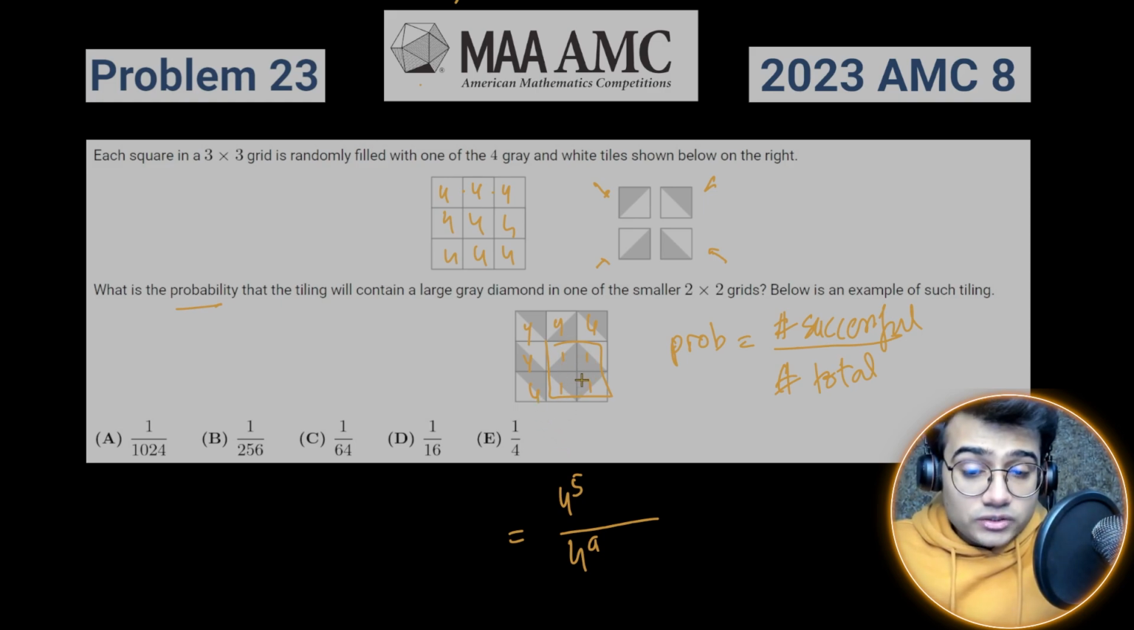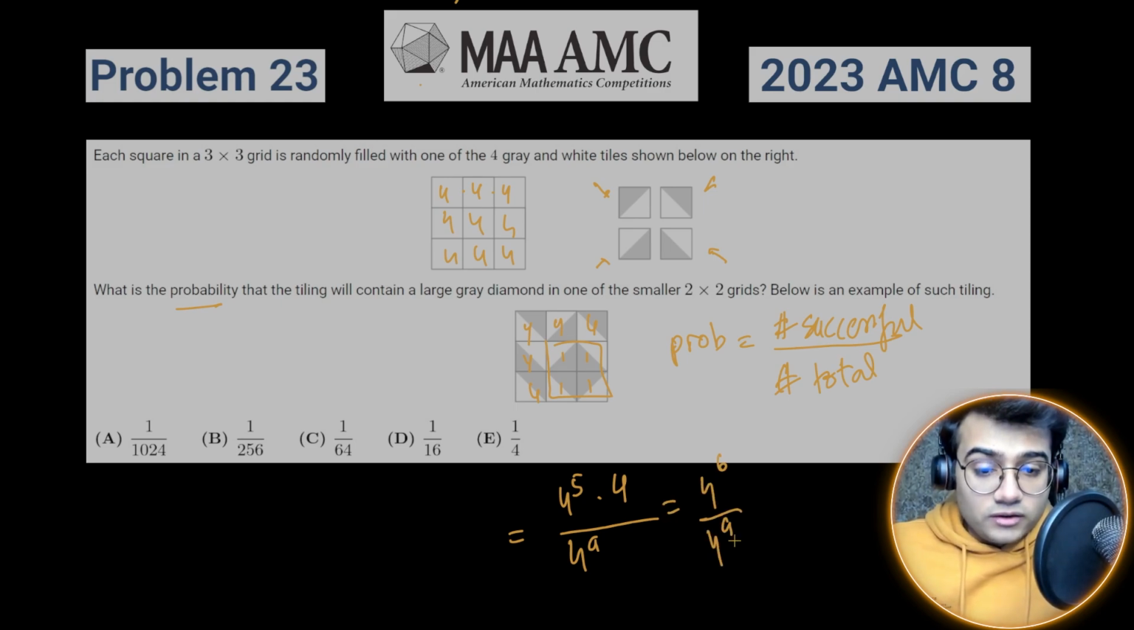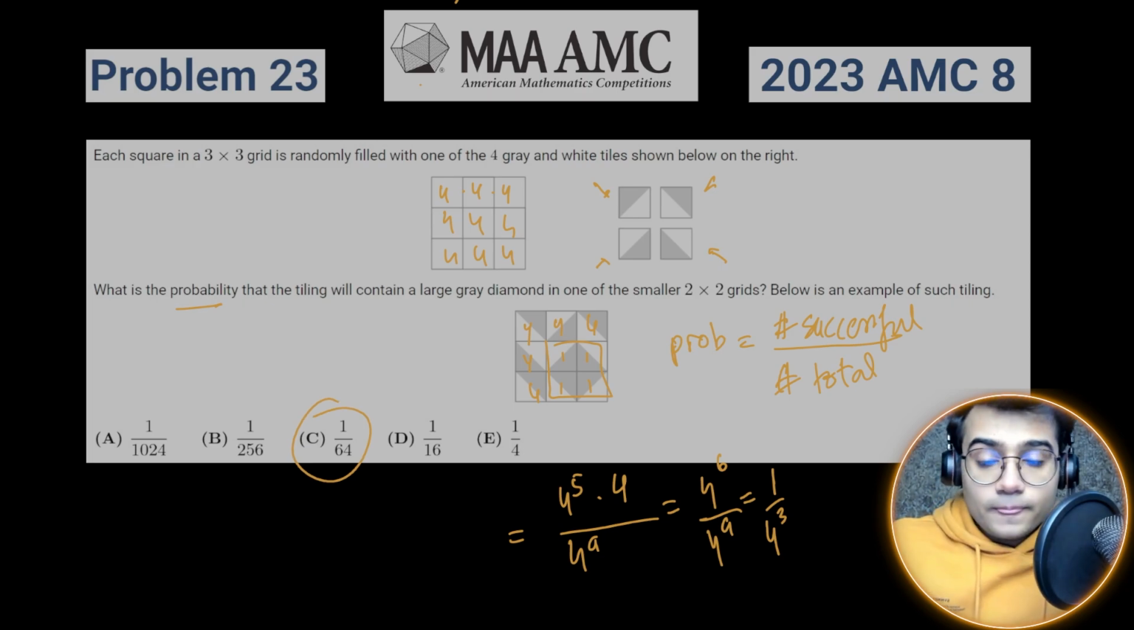But we can actually have it in 4 different places. We can have it here, or we can have it here, bottom left, or top right. So we have, in fact, 4 possible places that this diamond can be in, and each of those have 4 to the 5 possibilities. So we'll just multiply this by 4. That will give us 4 to the 6 successful possibilities over 4 to the 9 total possibilities. We divide that out, and that would give us 1 over 4 to the 3rd, which is 1 over 64. So the answer is C.